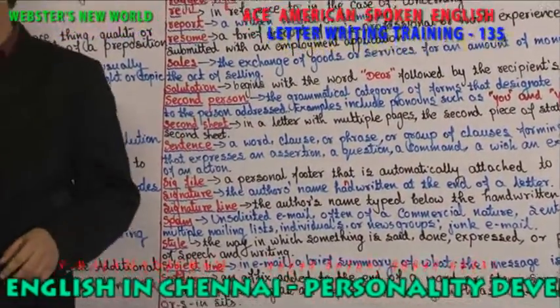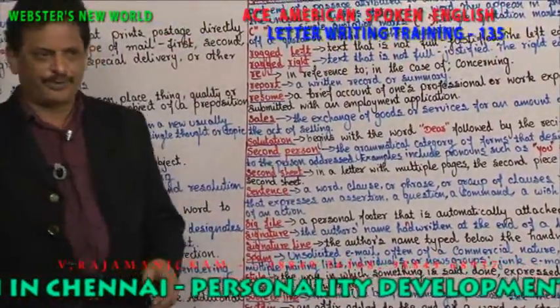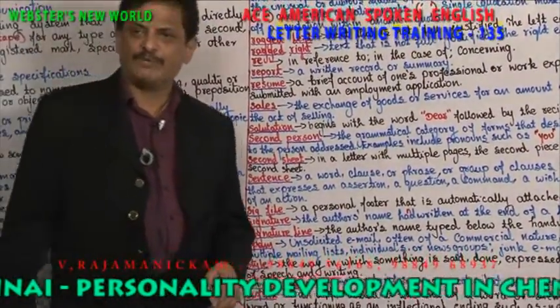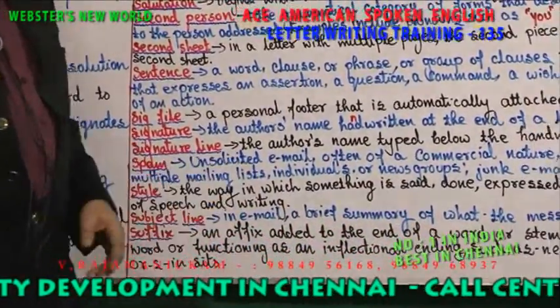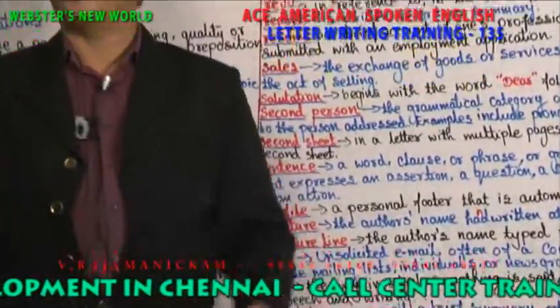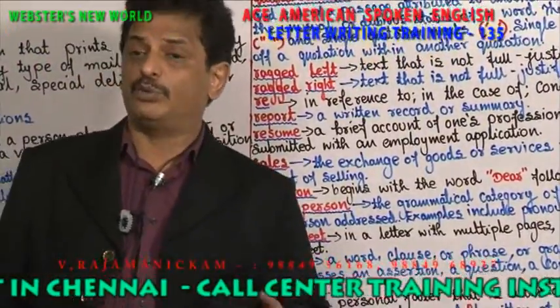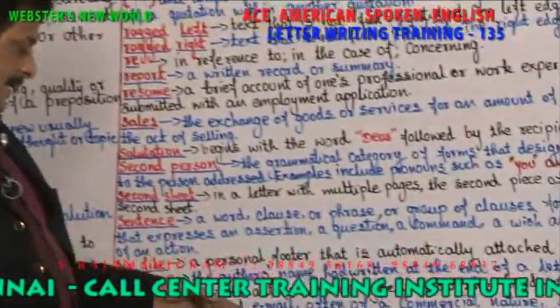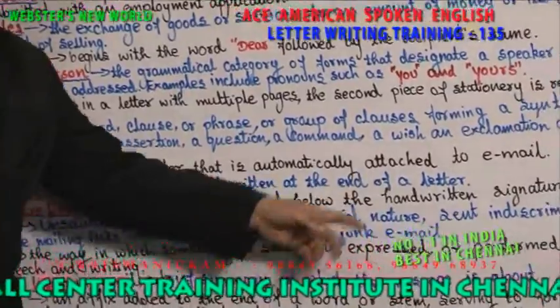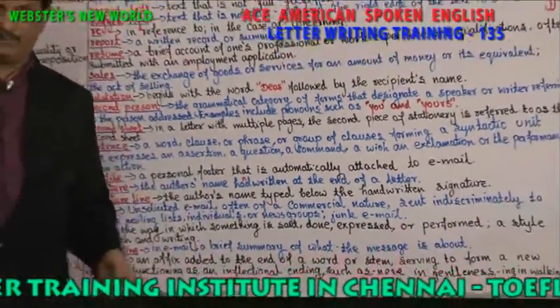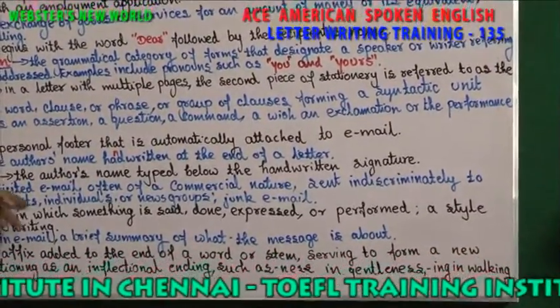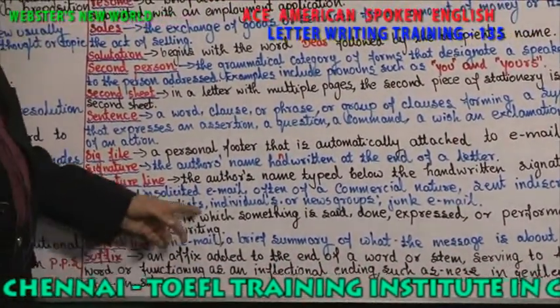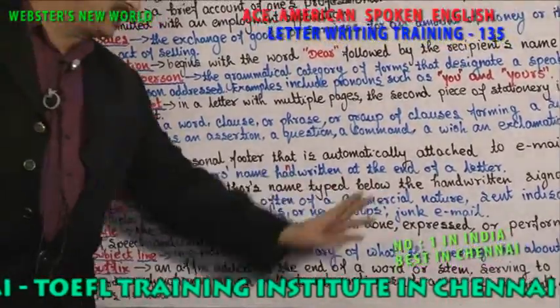Spam, what do you mean by spam? You get a lot of spam, isn't it? In computers, the unnecessary messages and emails you get are called spam. Unsolicited: solicit means requested, requesting. Unsolicited means you are getting it without requesting. Email, often of a commercial nature, business oriented, asking you to buy a plot, sent indiscriminately to multiple mailing lists, individuals or newsgroups, is called junk email.